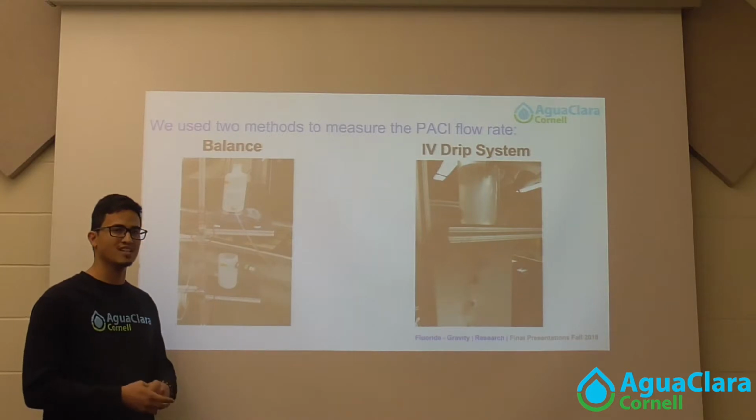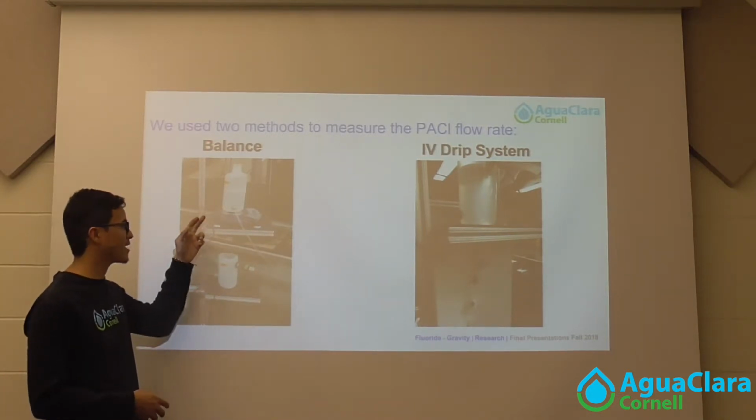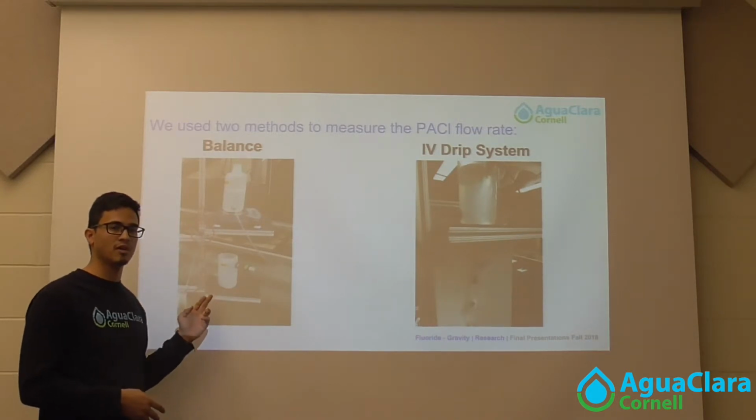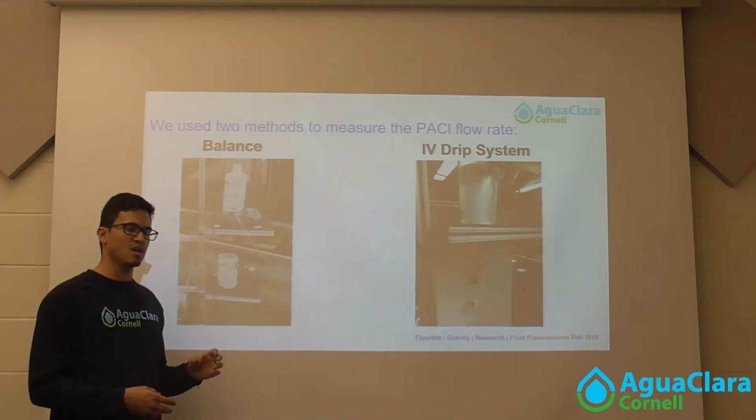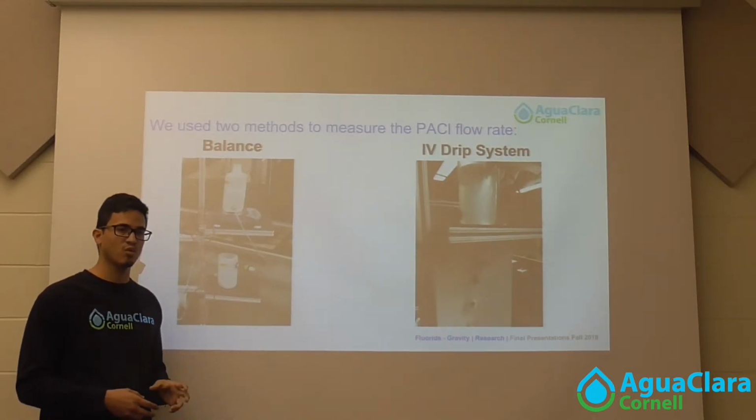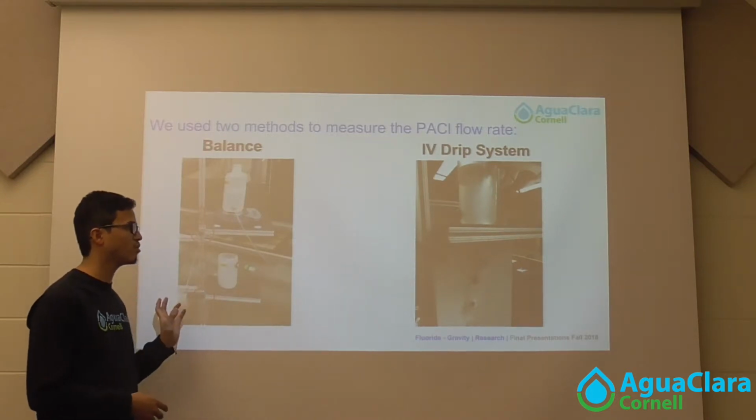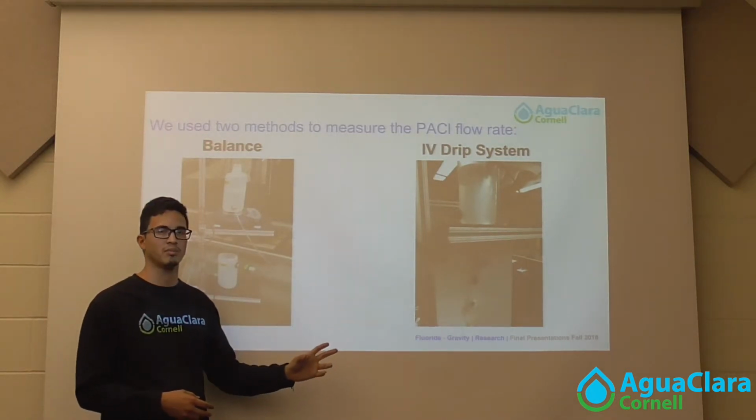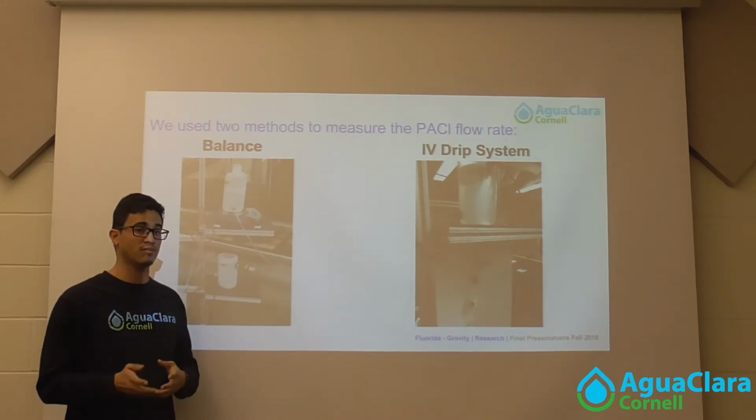The way that we measured flow rate was initially with a scale, which allowed us to measure the mass rate of change as PACl moved from the top to the bottom constant head tank. But this was a concern because the float valve that controlled this flow was not sensitive enough to the small flow rate. So we thought it would be a good idea to implement an IV drip chamber, which gives us a visualization of what the flow rate is going to be.